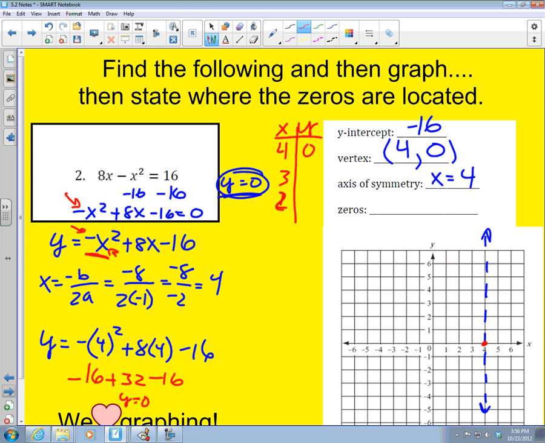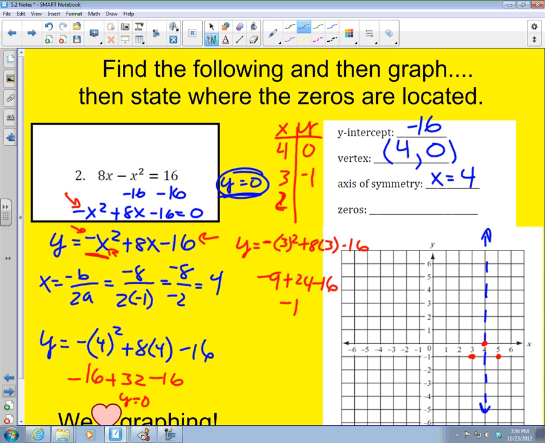If I plug in 3 for x in my equation right here, I'm going to get y equals negative 3 squared plus 8 times 3 minus 16. So that's 3 squared. That is 9. 9 times this negative 1 right here is negative 9 plus 24 minus 16. Oh, what is that going to equal? That is going to equal negative 1. Okay, so it's 3, negative 1. So over 3 and down a negative 1, I have a point on the other side, 1 unit away.